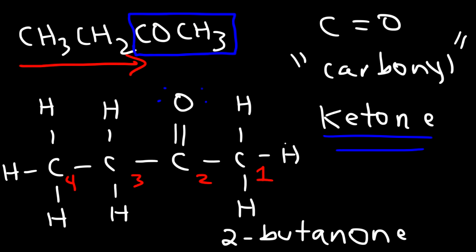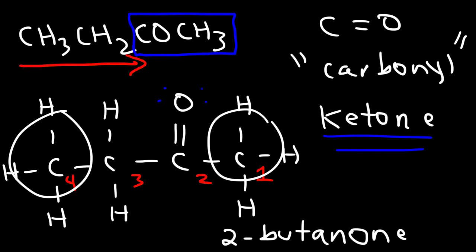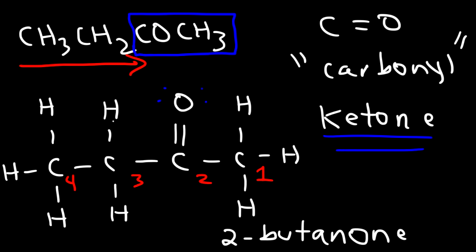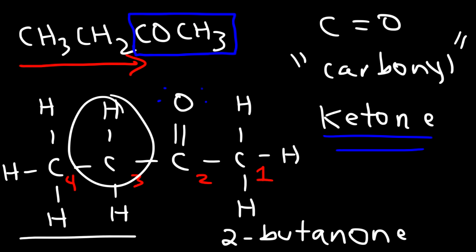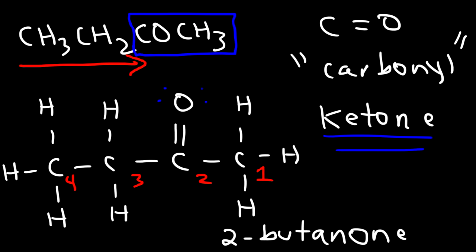Now, if the carbonyl group was on carbon 1 or 4, as we said before, it's going to be an aldehyde, not a ketone. If the carbonyl group was on carbon 3, and we would have to count it this way, it would still be called 2-butanone. So therefore, the 2 is not necessary.